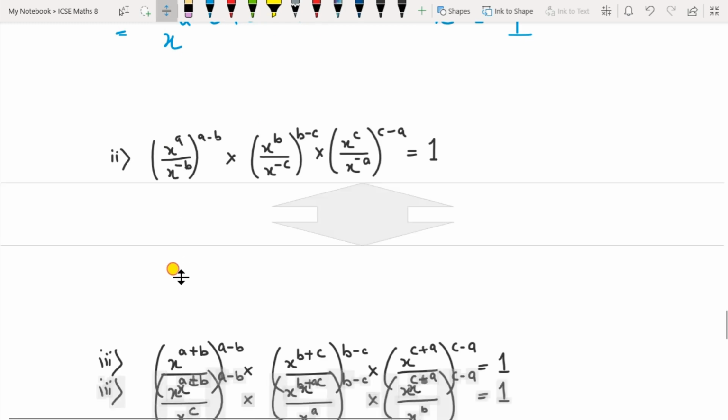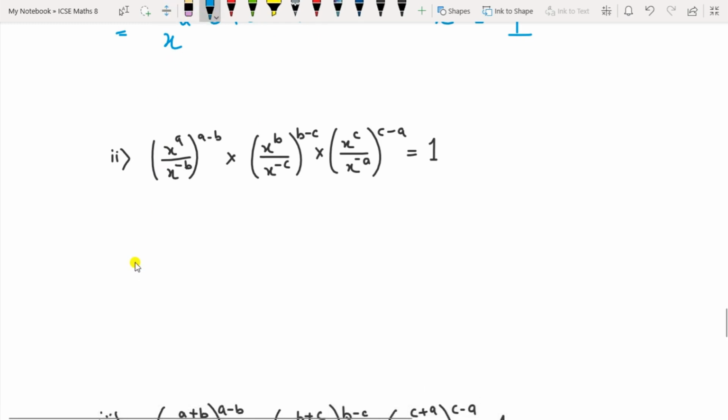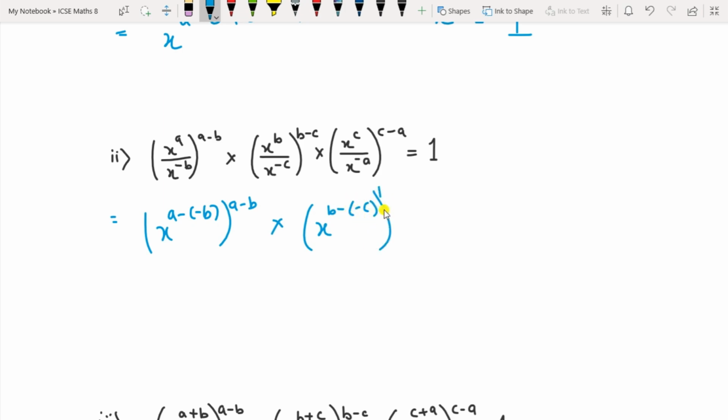In the second one, you can see this is division form. So this denominator power will go up. So that will be x raised to a minus of minus b and the whole bracket to the power a minus b. Similarly this one, x raised to b minus of minus c, the power is b minus c, into x raised to c minus of minus a, the power is c minus a.